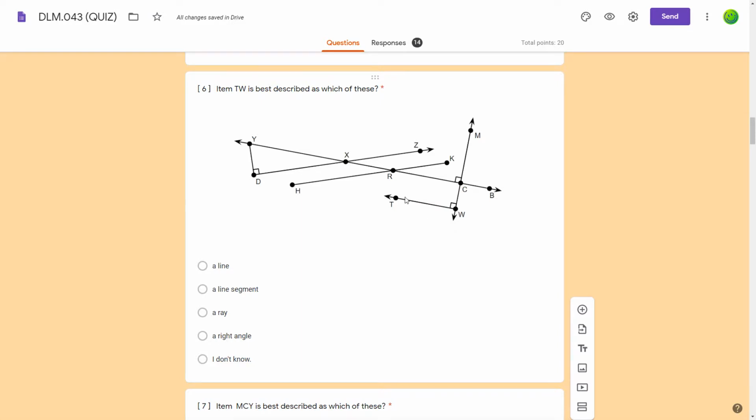You just have the T, and at that T it has a symbol for going on forever. So TW is a ray. It starts here at W, goes in that direction forever. That's a ray.